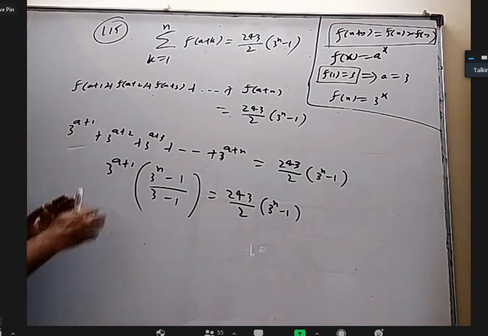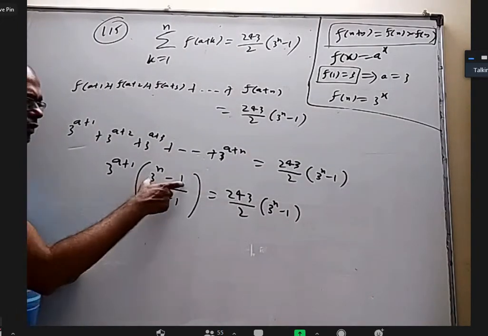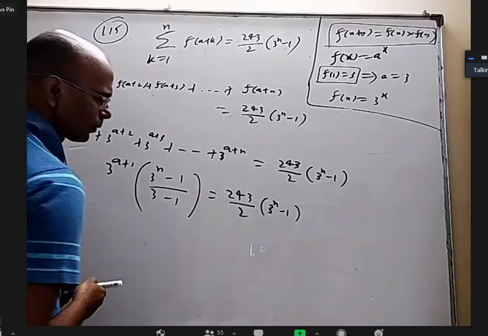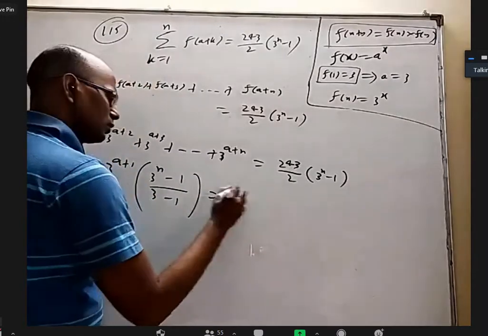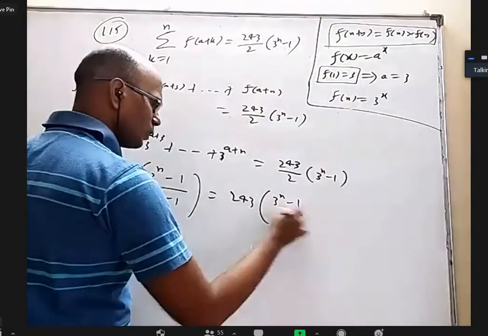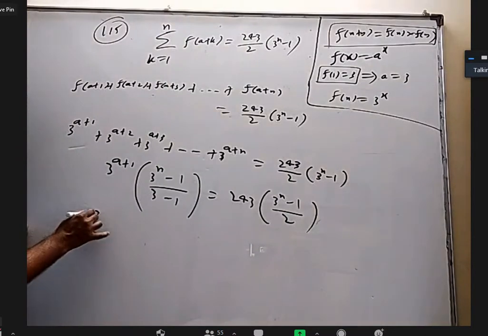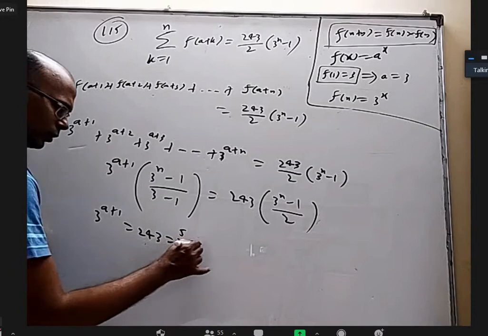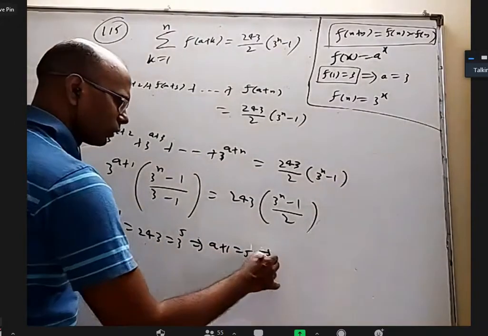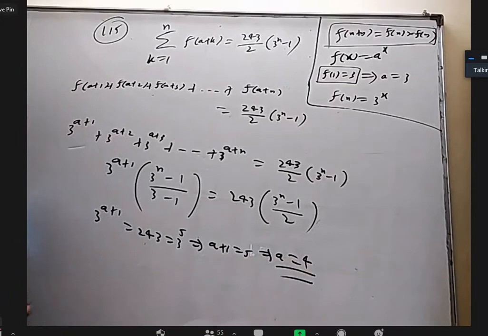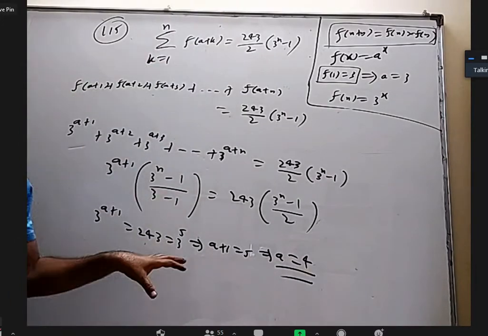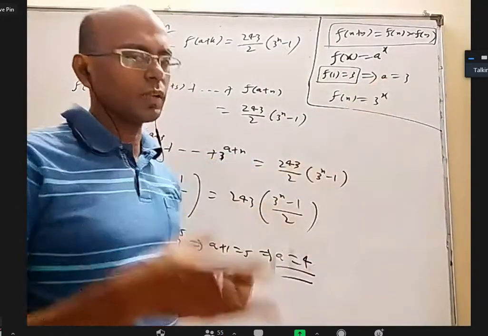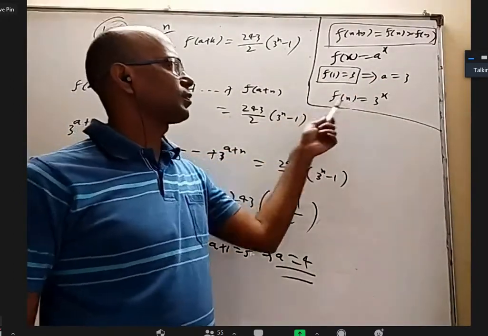Okay, so everything we can easily compare. 3 power n minus 1 is there, by 2 is there. So this must be equal to 243. If you want, I can even write 243 into 3 power n minus 1 by 2. So directly by comparison, 3 power a plus 1 is 243, which is 3 power 5. So a plus 1 equals 5, a equals 4. This is all just additional extras, just simplification. The point is, from this we guess that the function must be an exponential function, but what is the base? Because they gave f of 1 is 3, the base must be 3.